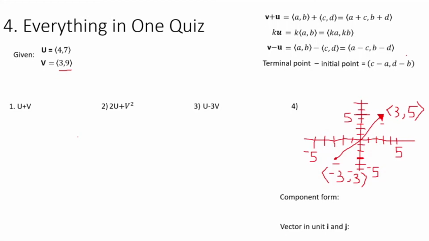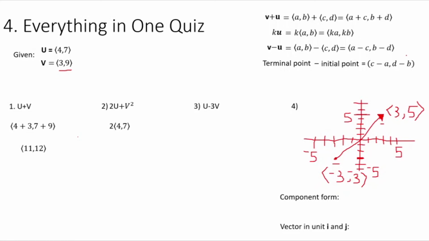Alright, now that you tried it yourself, let's go ahead and solve these problems. For 1, you will have 4 plus 3, and 7 plus 9, which will give you 7 and 16... the answer is 11, 12 for vector u plus v.